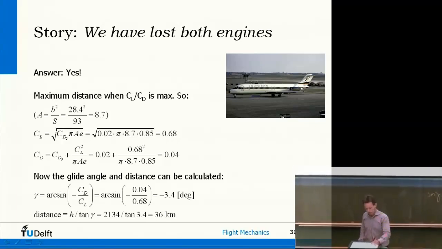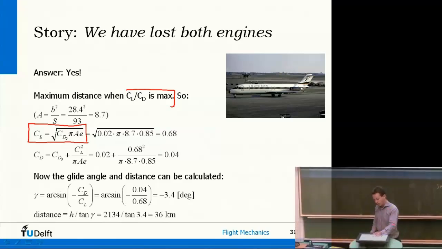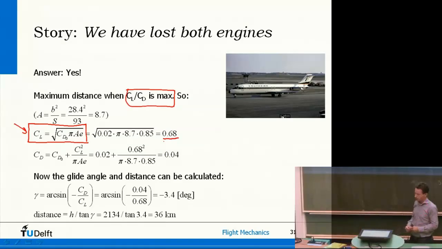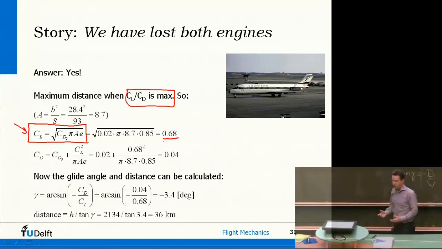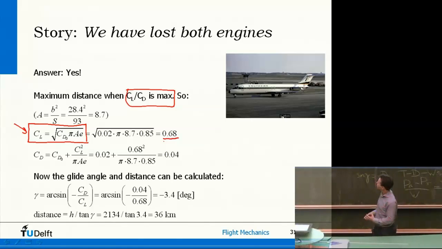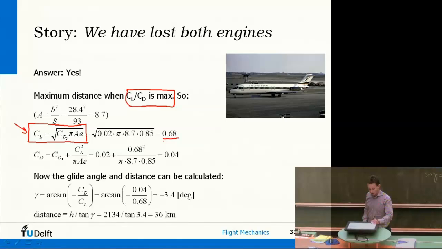We basically know that the most efficient lift coefficient to fly at for CL/CD max is this one. So if you know a bit about the aerodynamics of the plane, you can simply calculate that this will result in a lift coefficient of 0.68, and from this we can calculate with the parabolic lift-drag polar what the actual CD value is. So that's 0.04. A lift coefficient always has to be much larger than the drag coefficient, otherwise you've done something wrong in your calculation. But once you know these two values, you can simply calculate this angle. So you should get a negative angle, and in this case it's minus 3.4 degrees.